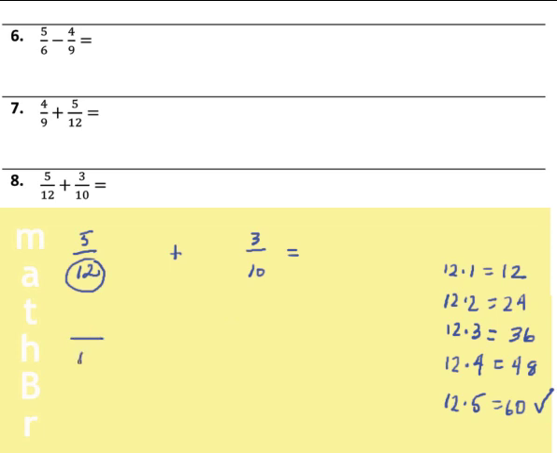So let's put that in, put in the 60. And get our equivalent fractions. We see that we have to multiply by 5 to get 60, top and bottom. And here 10 times 6 is 60. Okay, put in that common denominator. And now we add 25 and 18, and we get 43.